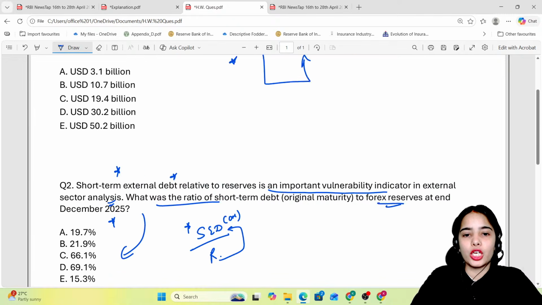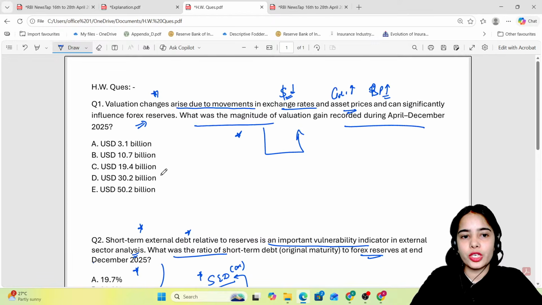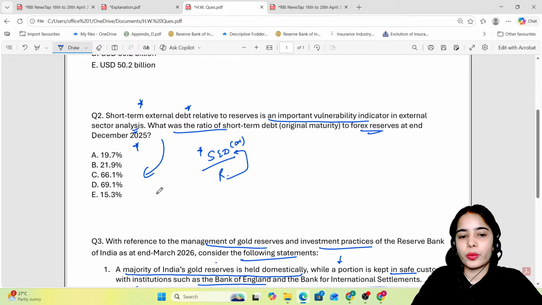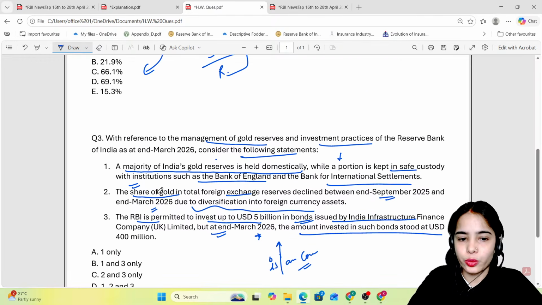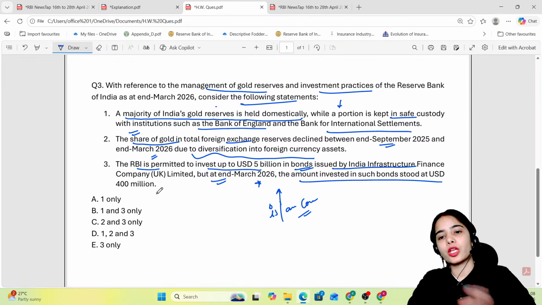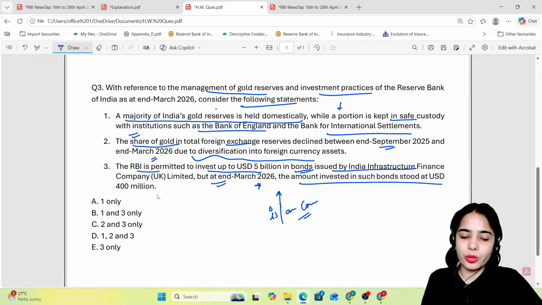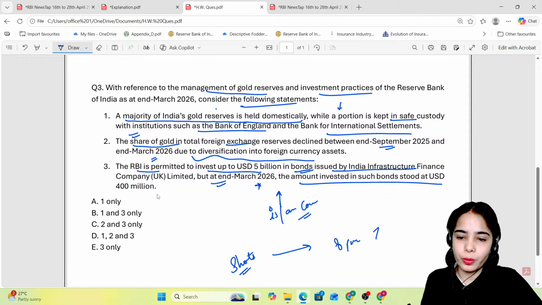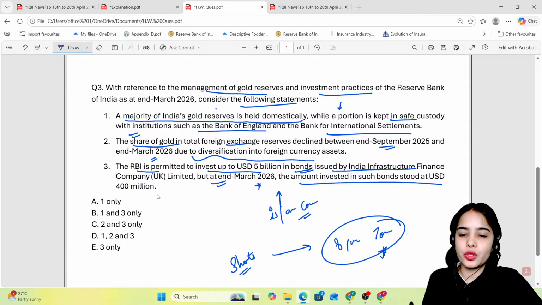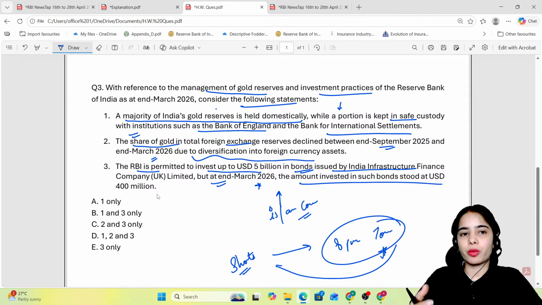Okay, so these are the questions. The first question is about the valuation change, the second question is about the short-term external debt to reserves, and the third question is about the gold reserves and investment practices. Okay, and I will also be making a short that you will get at 8 p.m. tomorrow. In this short you will get three more questions from this particular report, and remember this again, that this report is very, very important.